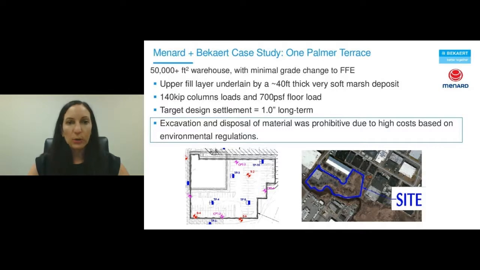So I have a case study to introduce you to how this came into play in a real world example. This was a project we did with Menard. This is a 50,000 square foot, roughly, warehouse where it had a 700 PSF floor loads, pretty significant, with 140 kip column loads, and the soil conditions had a thick and very soft marshy deposit. The excavation and disposal of those materials, because they were contaminated, was extraordinarily expensive. So the hope here was to minimize the amount of material that had to be excavated and put somewhere.